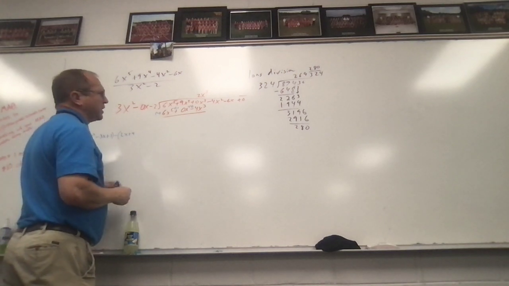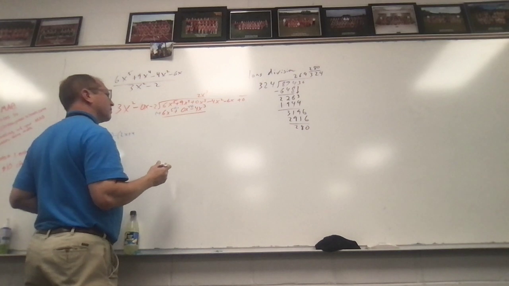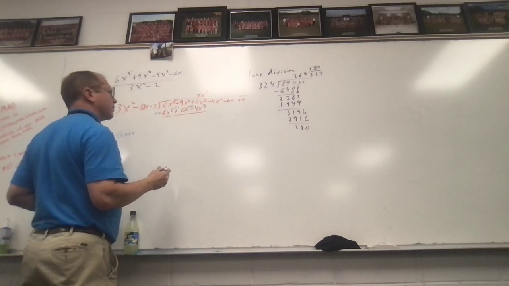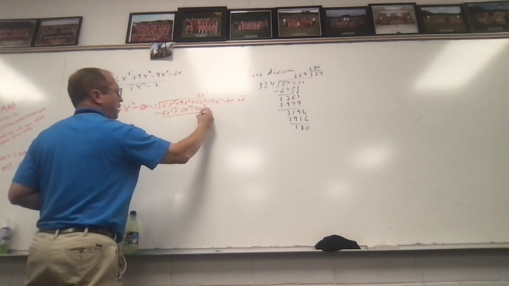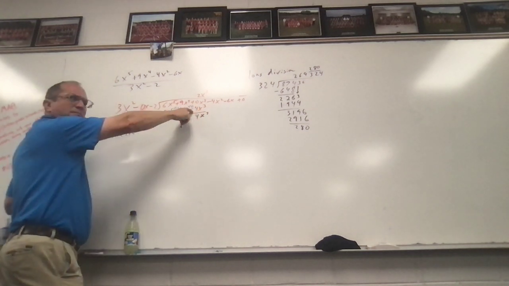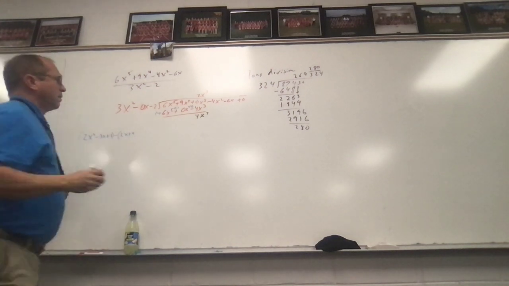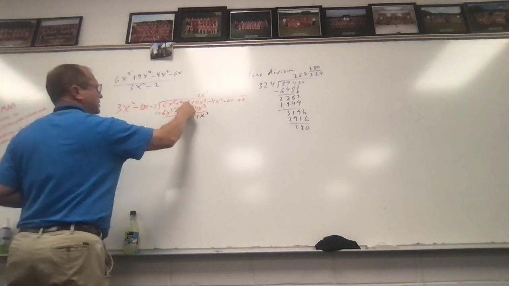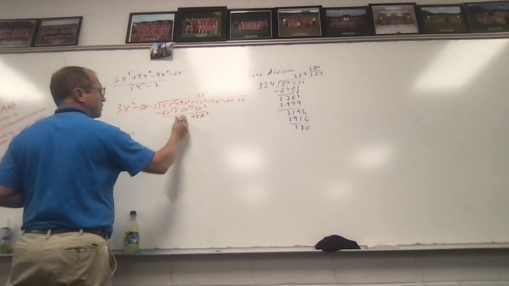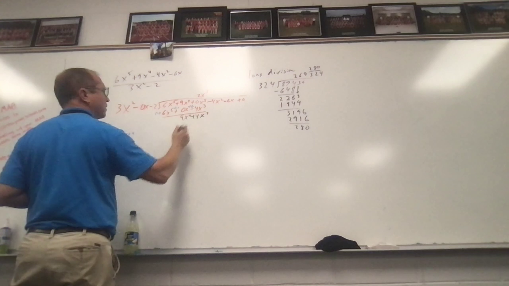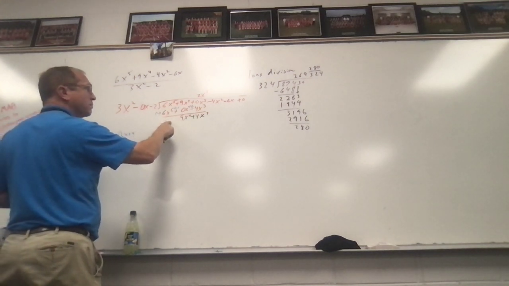So 0x cubed plus 4x cubed is? Wait, 4x cubed? No, that's going to be positive. Remember, this became a plus. You good? Okay. And then 9x to the 4th minus 0x to the 4th is? 9x to the 4th, okay. And then this better be 0. If it's not 0, I did something wrong.